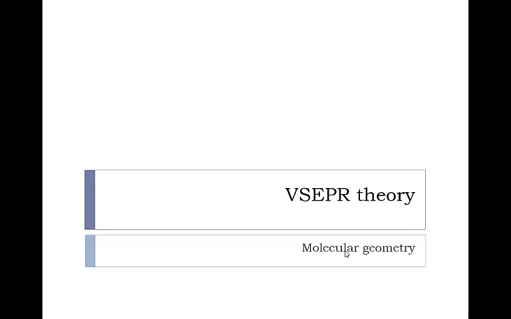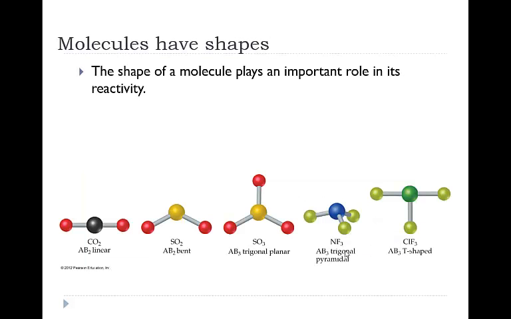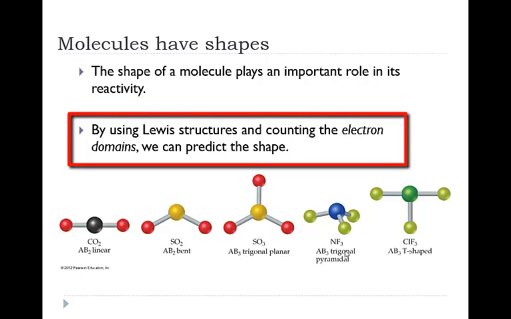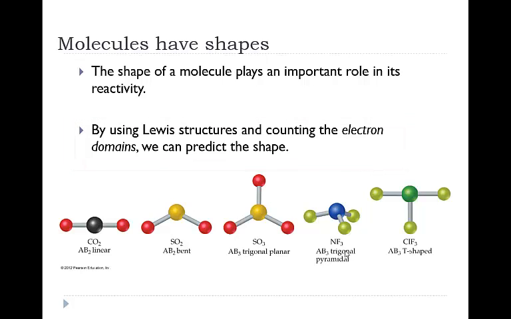This PowerPoint is on VSEPR theory, molecular geometry. Molecules have shapes, and the shape of a molecule is very important because it plays a role in the reactivity. So we're very interested in knowing what the shapes are. And what we do is we can use Lewis structures, and we can count something called electron domains, and from that we can predict the shape. And here are some examples of different shapes.